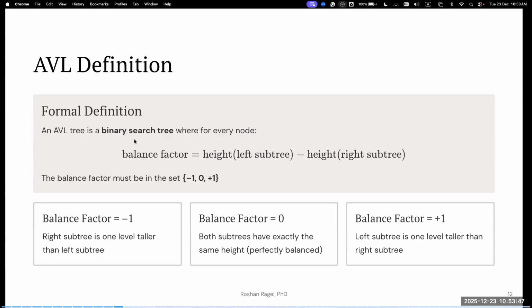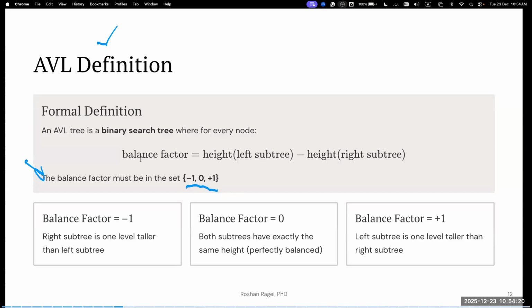Now we are adding more to the binary search tree definition to make it AVL. The additional thing we are adding is the balance factor. There's only one thing we are adding, and that is this balance factor. So we are saying a binary search tree with balance factor -1, 0, or +1 is an AVL tree. So the balance factor can be either 0, plus 1, or -1, right?